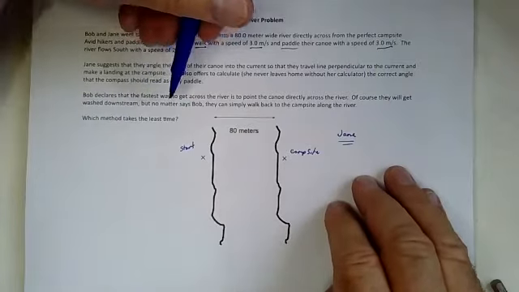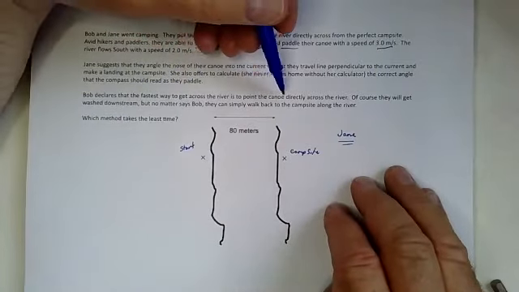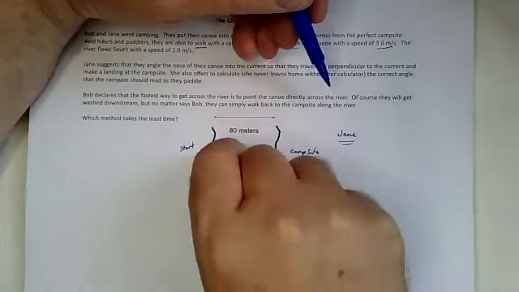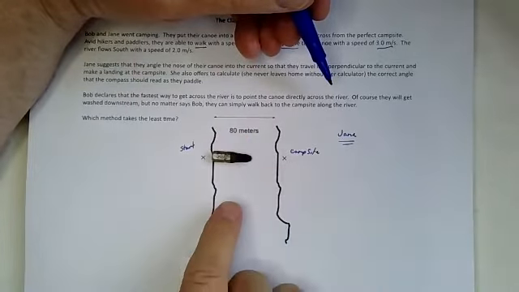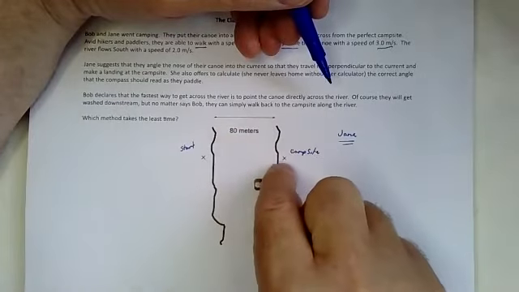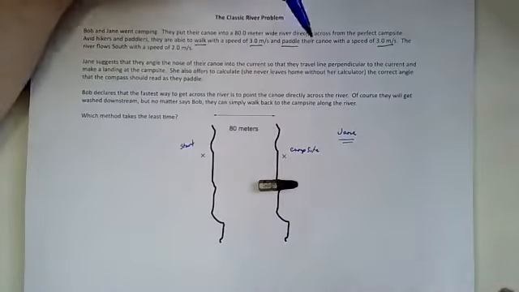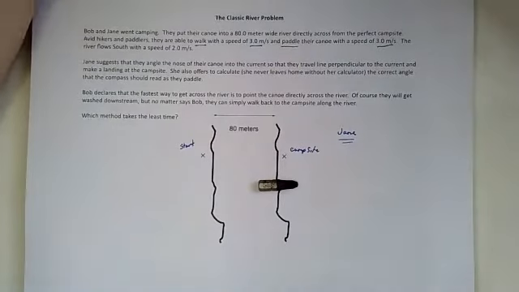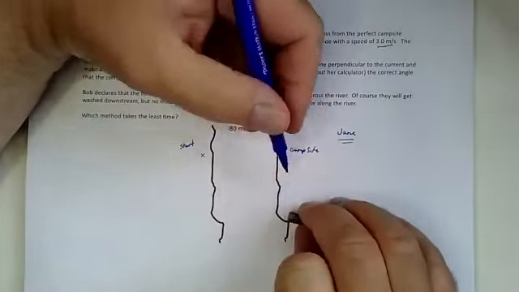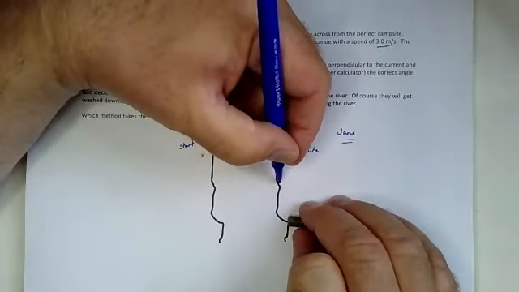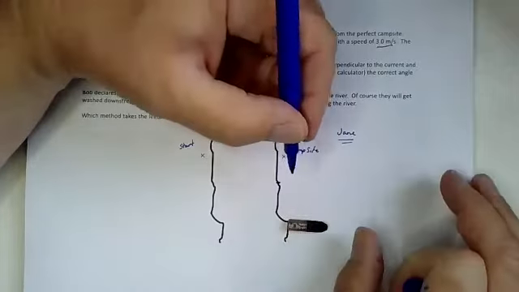And then Bob says the best way to do it is just to point the canoe directly across the river like this. Why mess around with this whole angling thing? Just point it straight across. Of course, they're going to get washed downstream because there's motion happening in 2 directions at the same time, which is the whole point of needing vectors to do this. And then once they get here, they can just walk back.